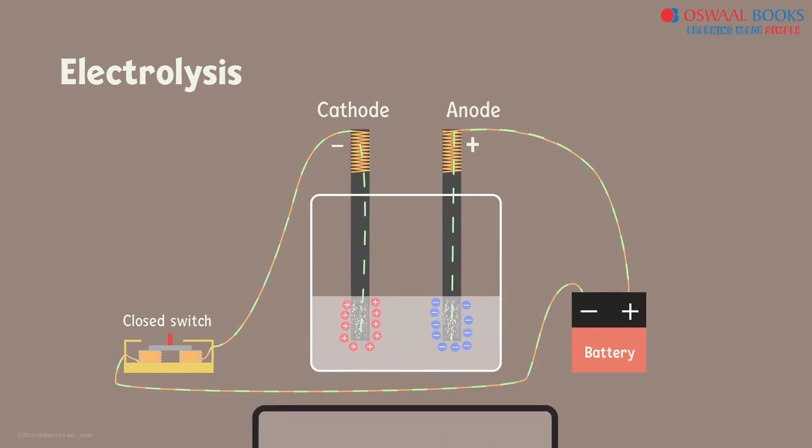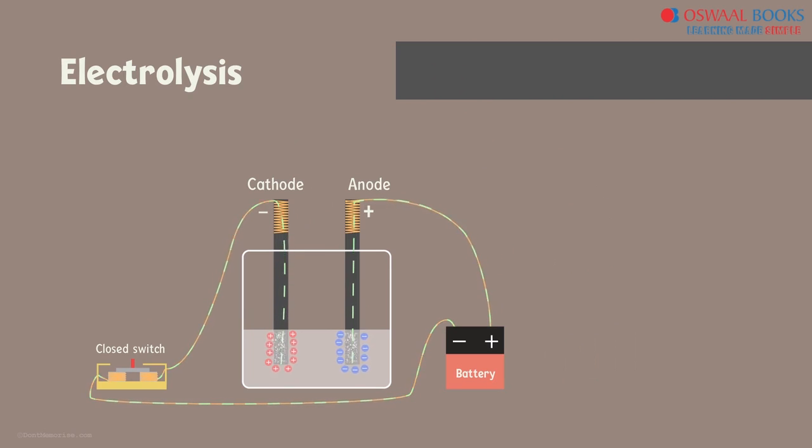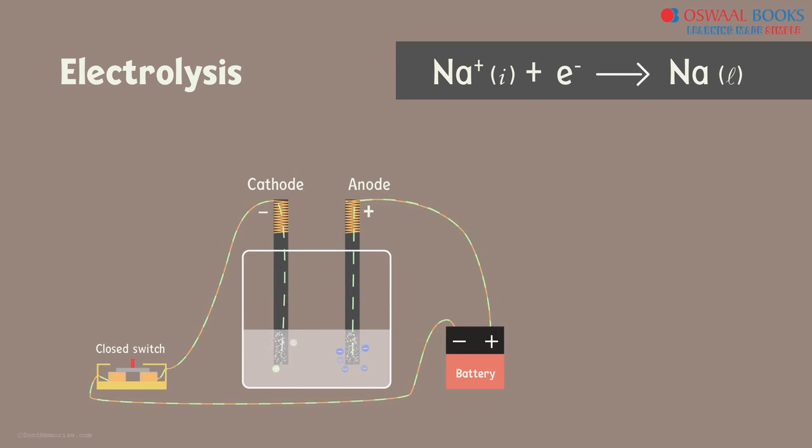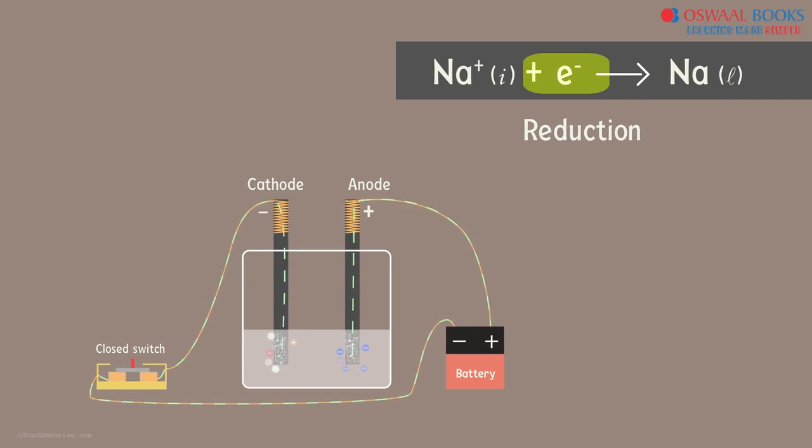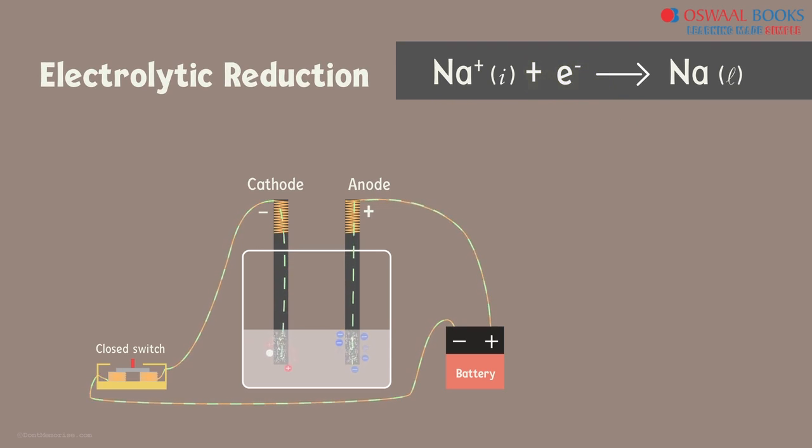What exactly happens at the cathode? The sodium ions pull the electrons off the cathode and turn into liquid sodium, which settles at the bottom of the container. What we see here is reduction. It's nothing but gain of electrons. Now you know why it's called electrolytic reduction. We get the metal after reduction.